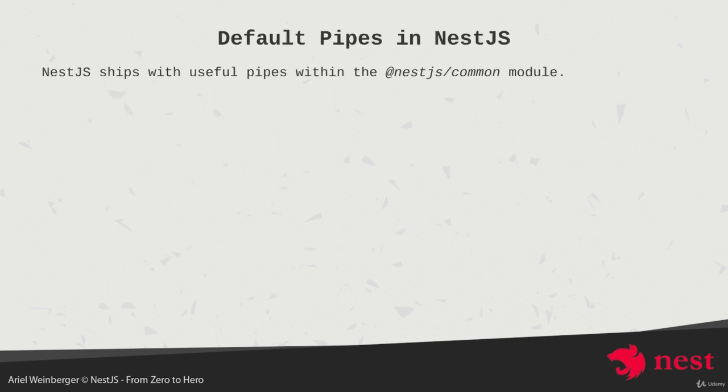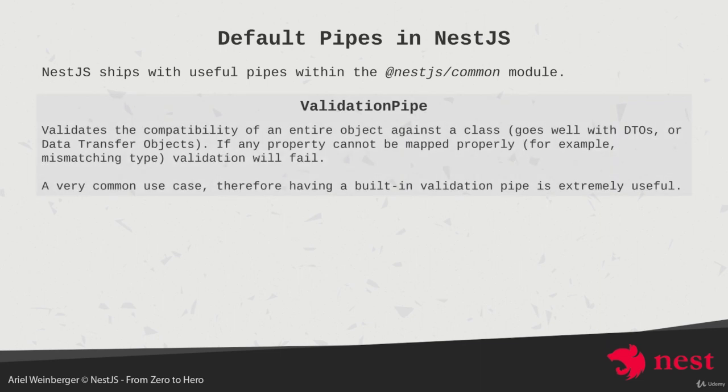Default pipes in NestJS. So NestJS ships with some very useful pipes within the NestJS/common module. Here's an example, validation pipe. It validates the compatibility of an entire object against a class, which goes well with DTOs, or data transfer objects. If any property cannot be mapped properly, validation will fail. This is a very common use case, therefore having a built-in validation pipe is very, very useful.